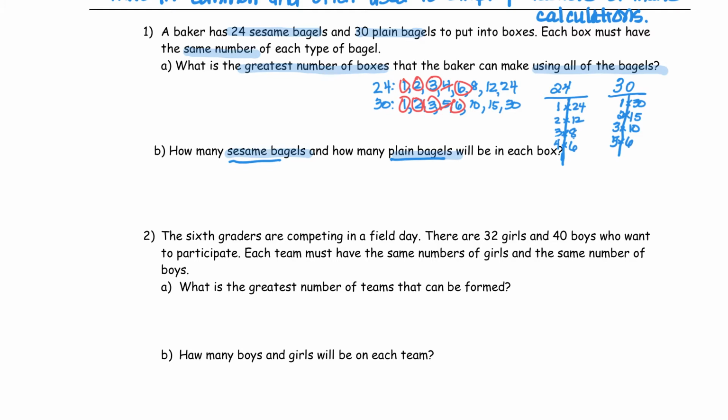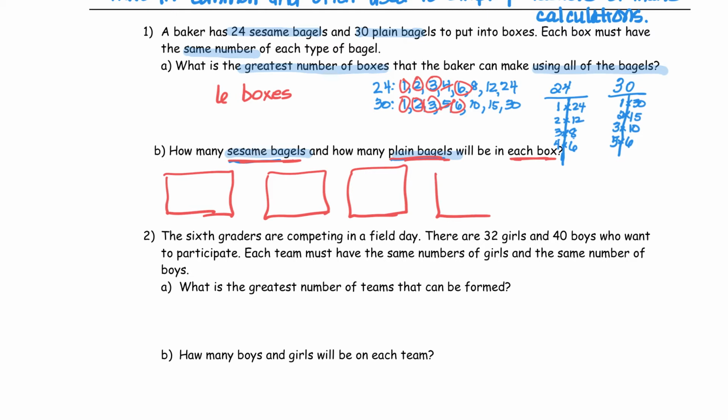So the answer to the question, the greatest number of boxes that the baker can make using all the bagels, is 6 boxes. Now let's take a look at the second part of the question. How many sesame bagels and how many plain bagels will be in each box? So what you could do is literally draw a picture if you like. Okay, so we know there's going to be 6 boxes, 2, 3, 4. Don't you love my artwork?